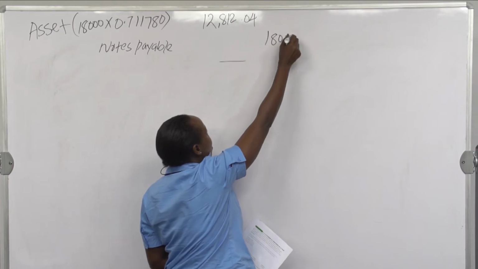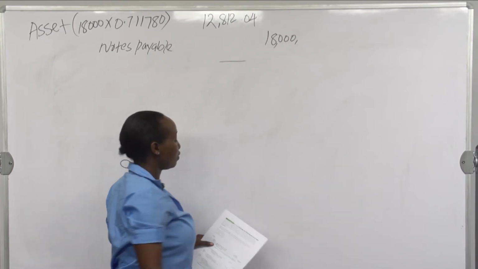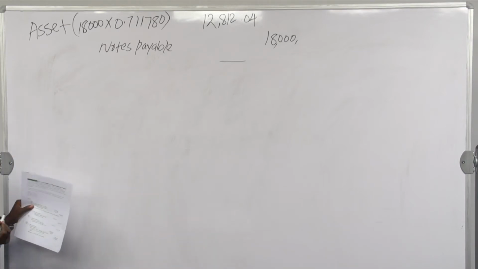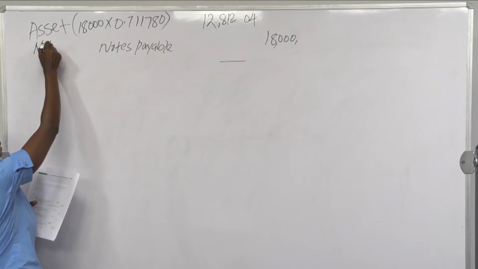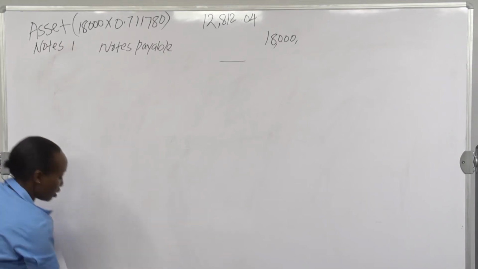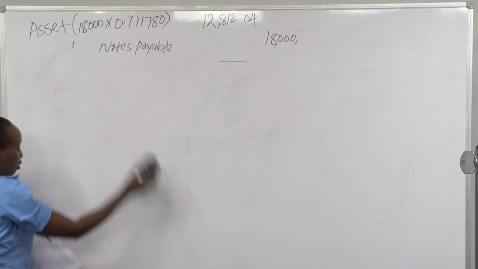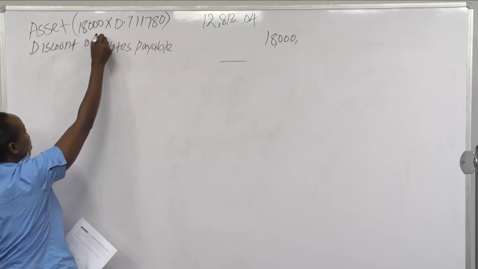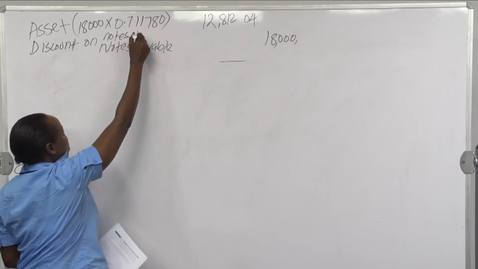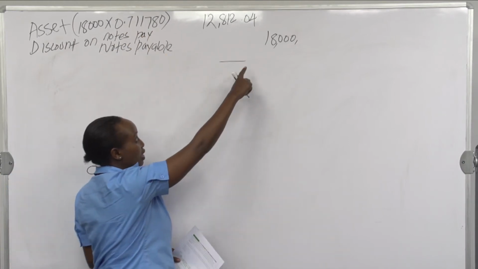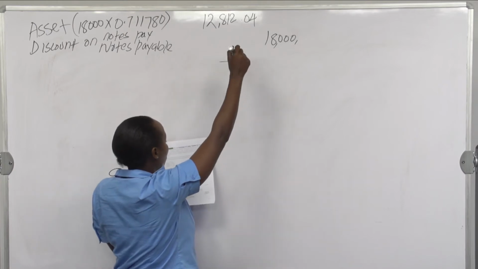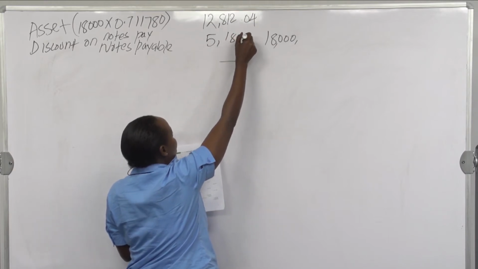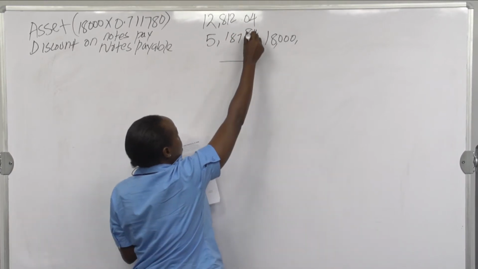The difference between the two is our discount on notes payable. It's the same way as we do in bonds payable. The discount is the difference between those two. So the discount on notes payable is 18,000 minus 12,812 and 4 cents, which is 5,187 and 96 cents.